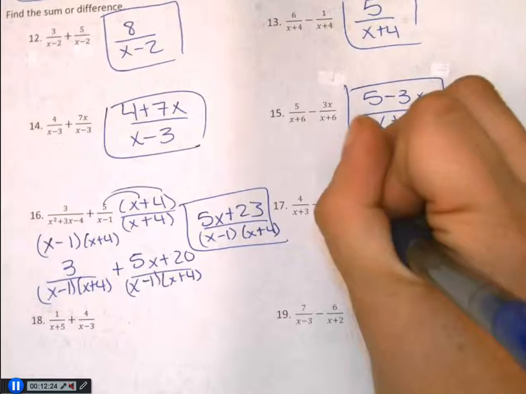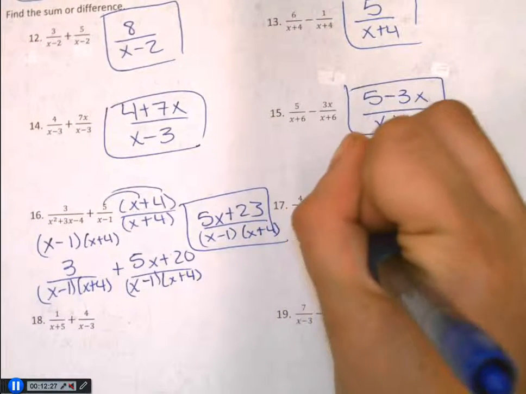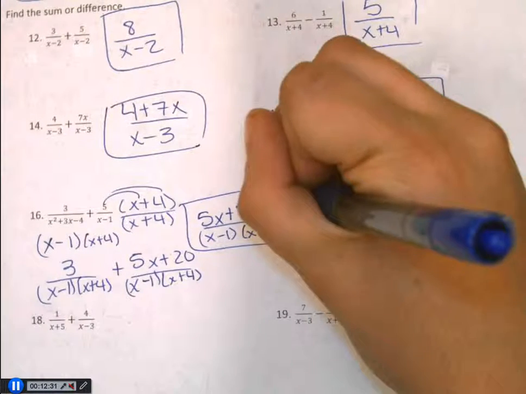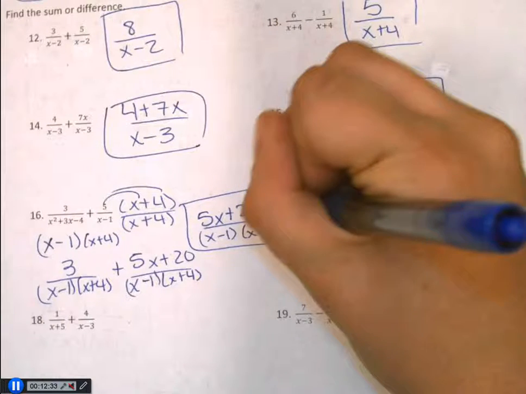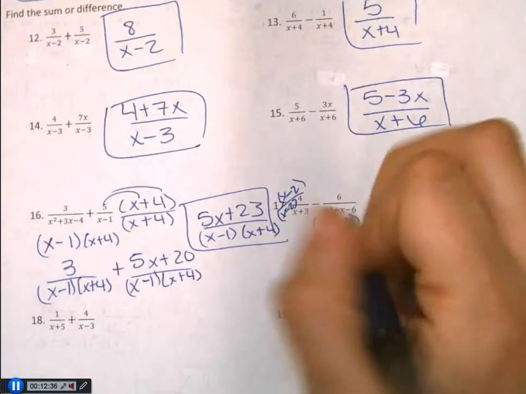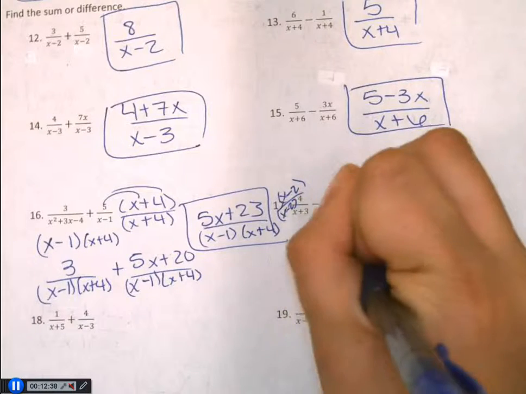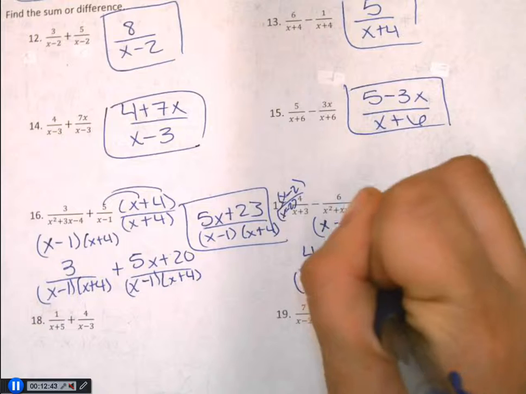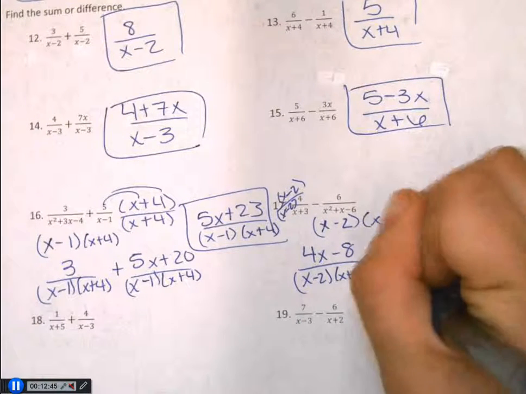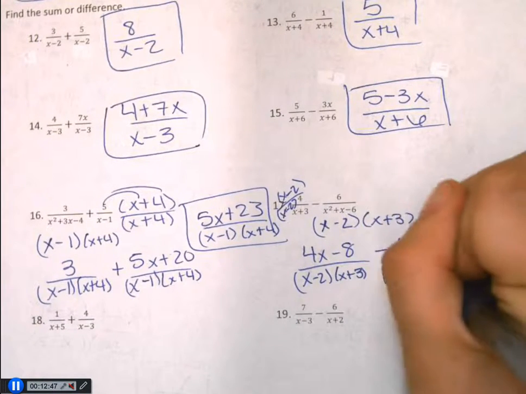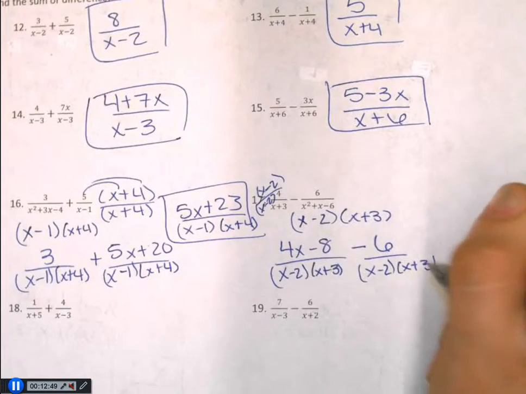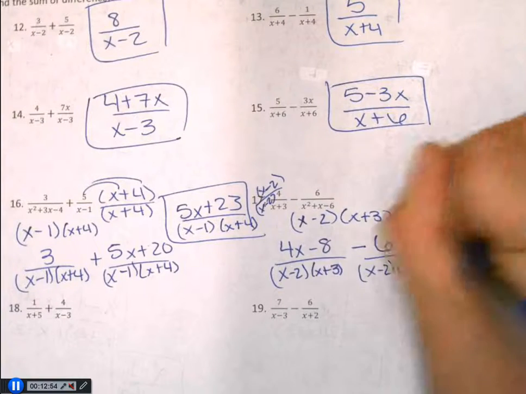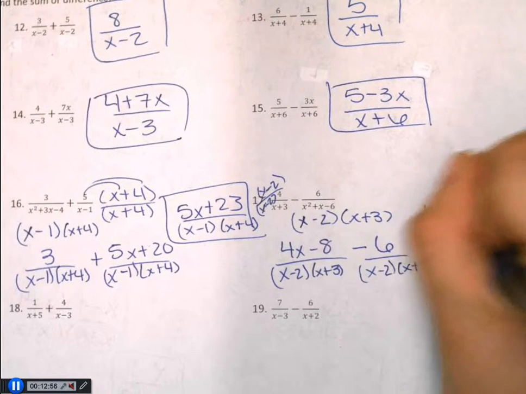Same thing on number 17. This one factors to x minus 2, x plus 3. So on the first one, I need to multiply by x minus 2 over x minus 2. I get 4x minus 8 over x minus 2, x plus 3, minus 6 over x minus 2, x plus 3. I want to combine like terms. Negative 8 minus 6 is negative 14, so I have 4x minus 14 over x minus 2, x plus 3.